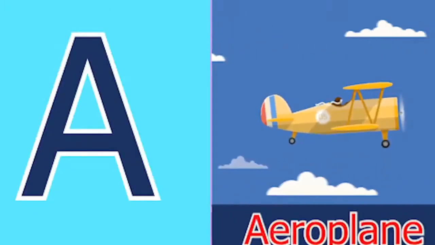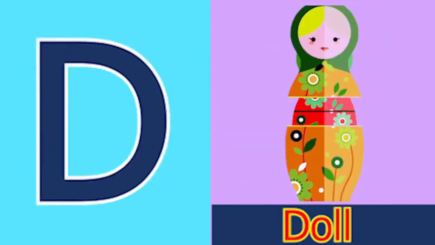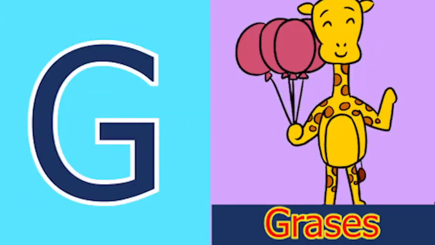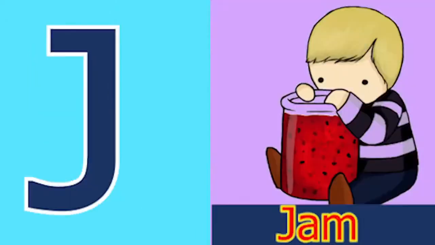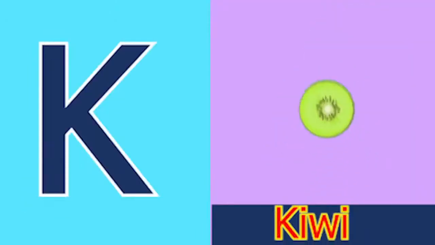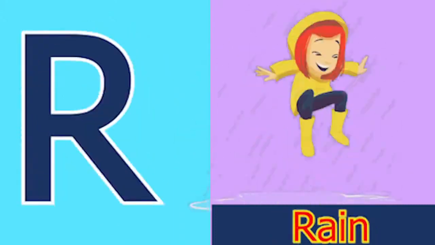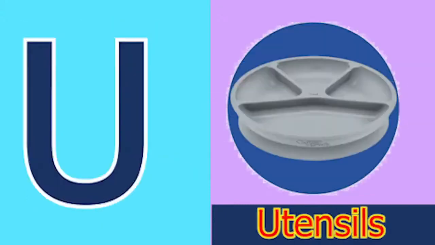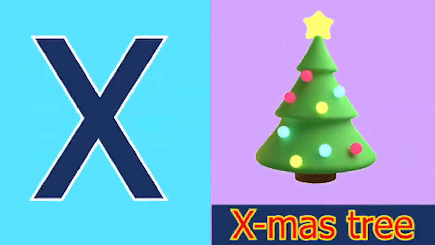A for aeroplane, B for boat. C for candy, D for doll. E for elbow, F for foot. G for tree.